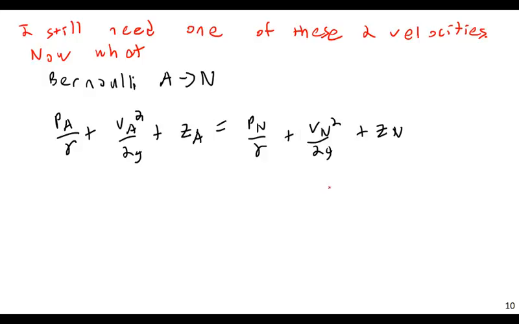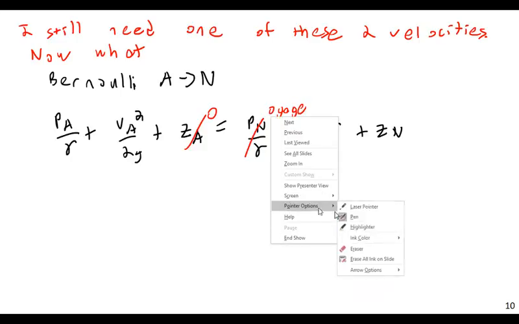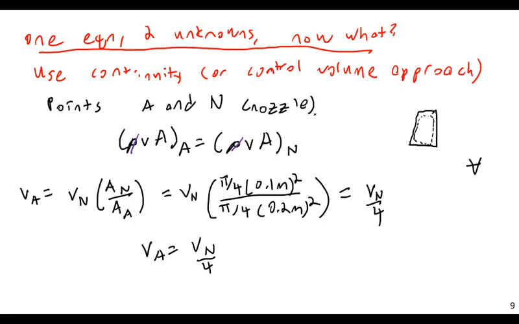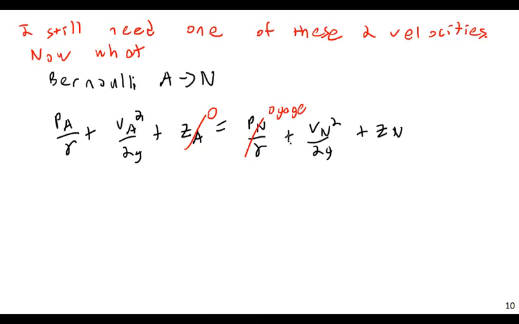First of all, I can say, okay, well, ZA is 0 because it's at the datum, and PN is 0 because this is gauge. We're dealing with gauge pressure. It's open to the atmosphere. And so then plugging and chugging, I'm going to substitute in that expression for Vn in for VA.